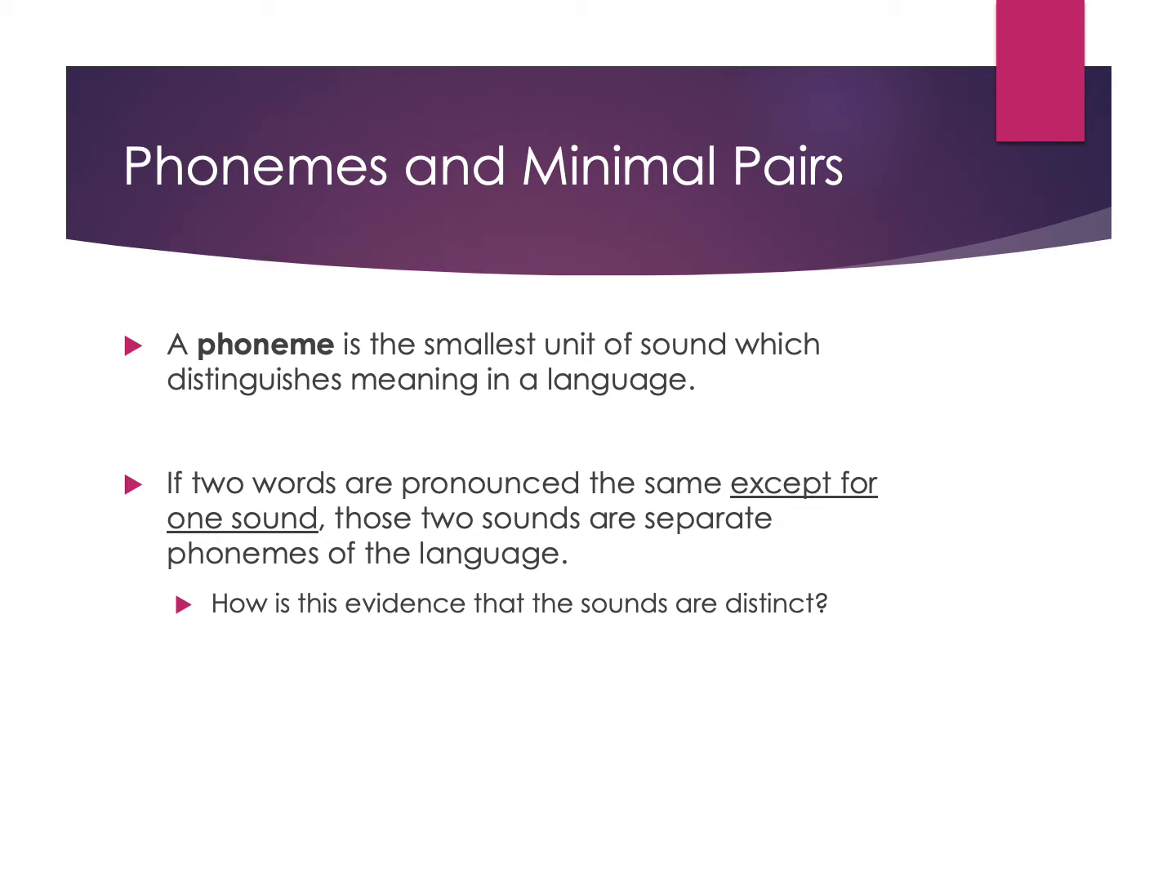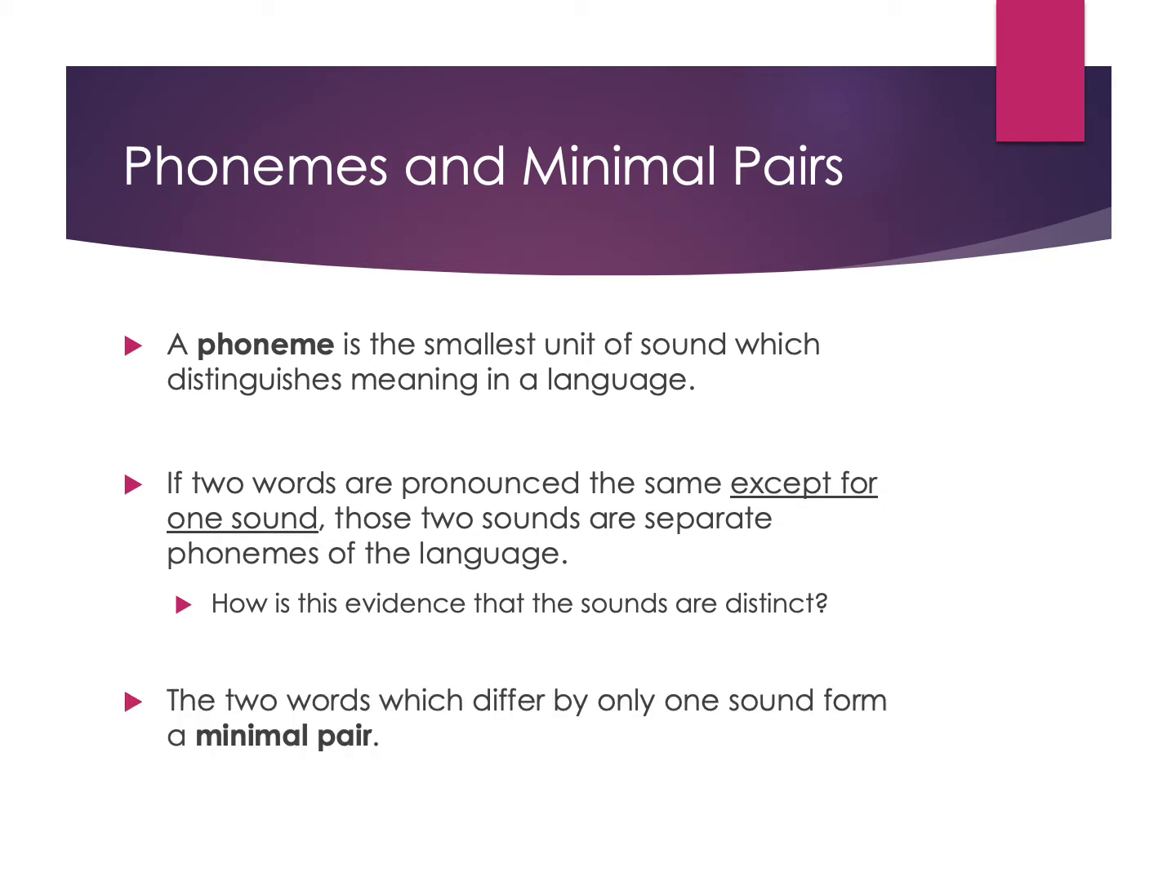It doesn't hold meaning on its own, but if I use one sound instead of another and it creates a different word that has a different meaning, it's contributing to that meaning and it's giving me a different word as a result. And when we have two words that are almost the same but different by only one single sound, this is what we would call a minimal pair. And minimal pairs are the easiest way for us to determine if there are separate phonemes in a particular language.